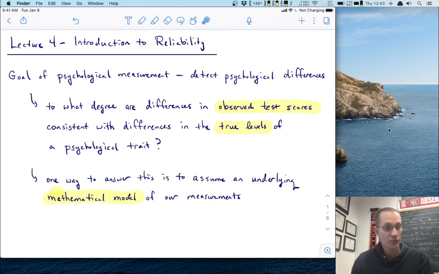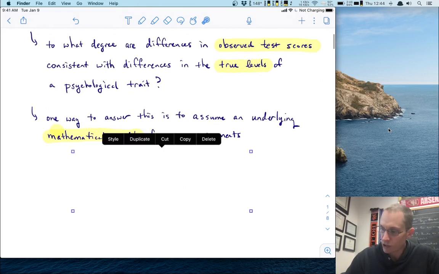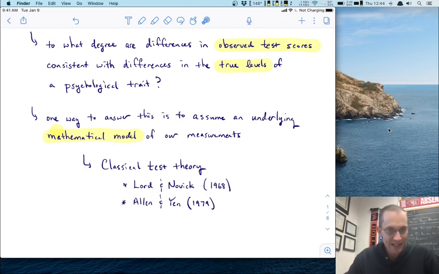So how exactly do we do this? Well, one way to answer this is to just assume some underlying mathematical model of our measurements, of the process of measurement. And the one that we're going to use in this lecture is one that's called classical test theory.